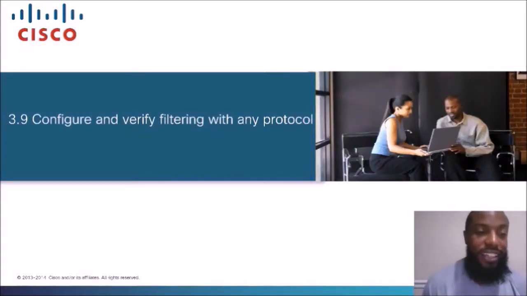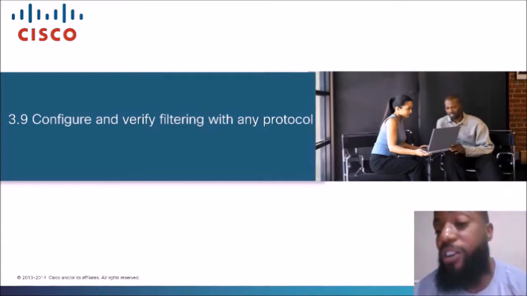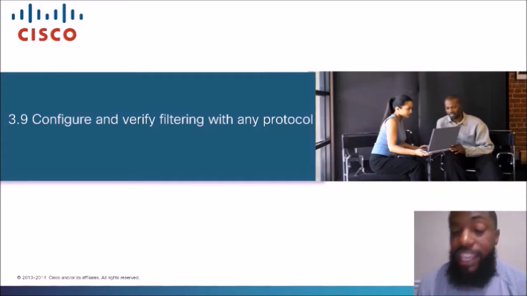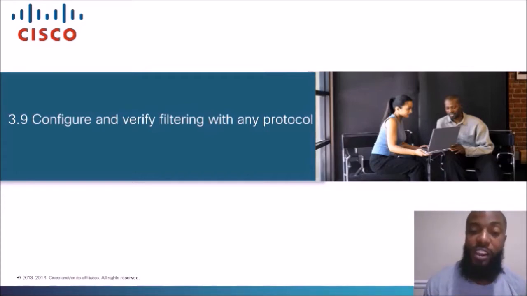And today's topic is section 3.9, configure and verify filtering with any protocol. No, this is not Groundhog Day. This is a totally new video. It's just that it's the same topic as the last video, but this is part 2. We're going to be doing filtering routes using prefix lists. So we're doing distribute list, but we're distributing prefix lists. This is a topic in the CCNP ROUTE exam, exam code 300-101 version 2.0.